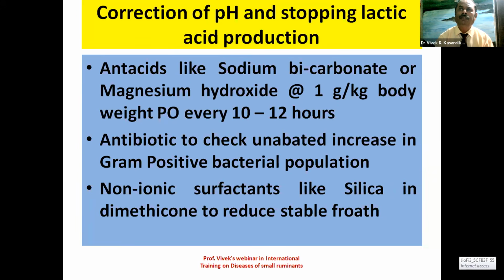Then, to some extent, the distension is also because of gas. So, non-ionic surfactants like silica and dimethicone, commercial preparations like Glotocil, can also be given orally to reduce the stable foam, or to break the stable foam, so that the gas likely to accumulate in the rumen can also be reduced to a great extent. Okay, so this is the first priority, that is correction of rumen fluid pH.